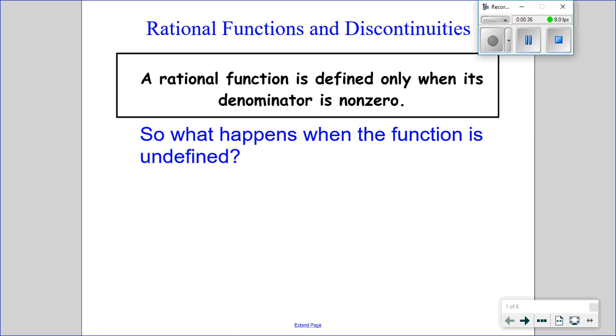So remember that a rational function is defined only when its denominator is non-zero, or when the denominator is not zero, okay? So what happens when the function is undefined? What happens for those values of x where if you did plug them in to the equation, you get 0 in the denominator? Well, I hope that you're answering, first of all, that there is a break in the graph, okay?